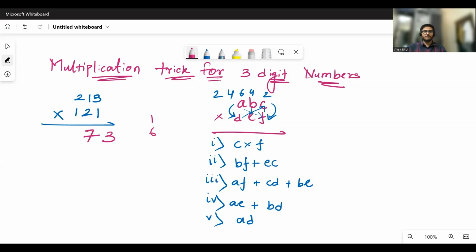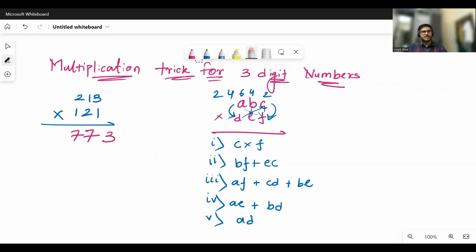The third step. In the third step, we have to first multiply AF. A into F is 2 into 1 is 2. C into D is 3 into 1 is 3. And the last term, B into E, which is 2 into 1 is 2. So 3 plus 2 plus 3 plus 2 plus 2, which is going to be again 7, right?